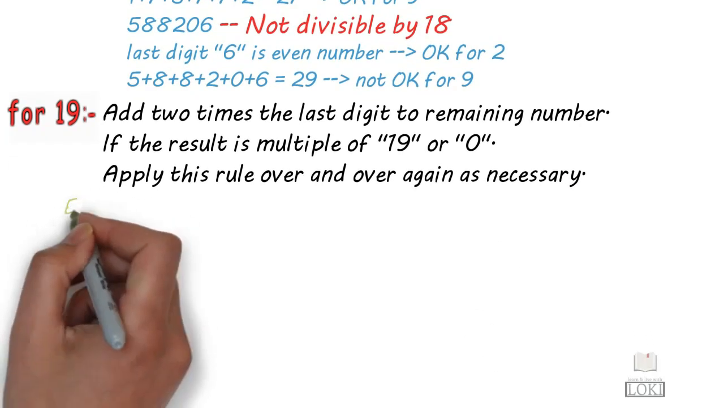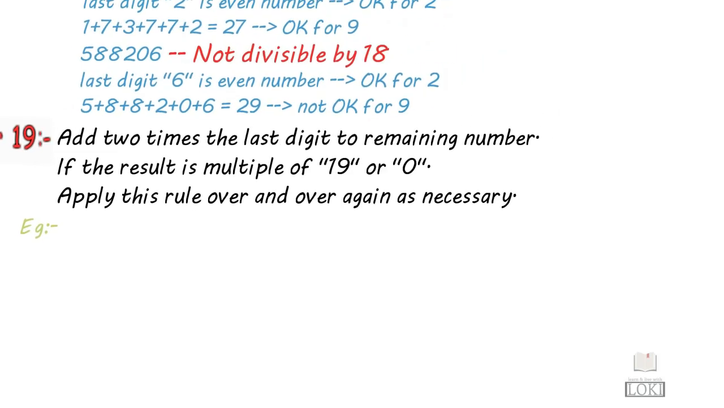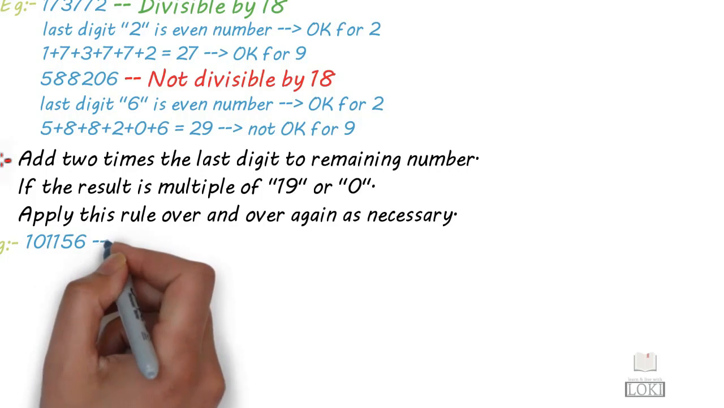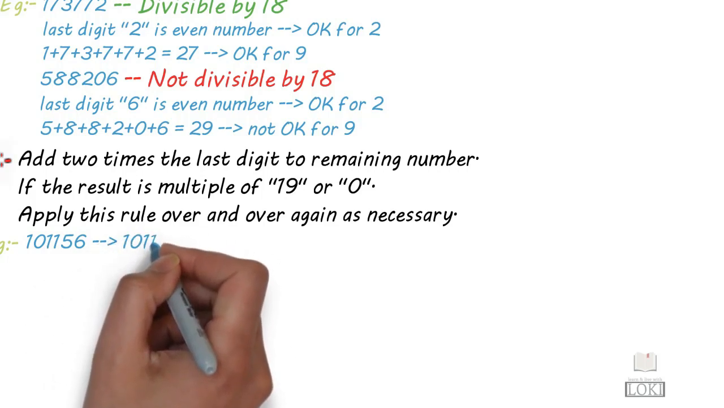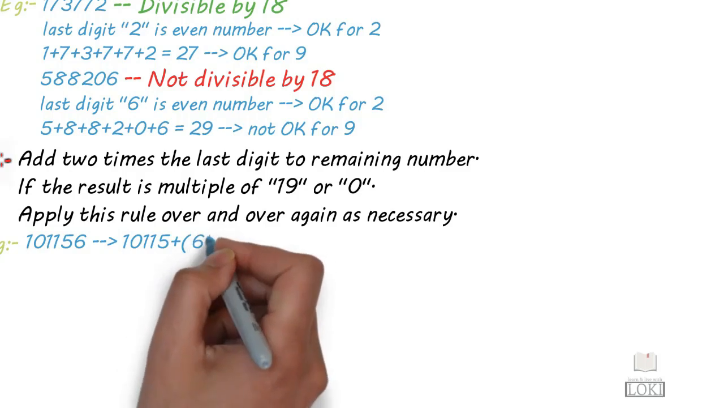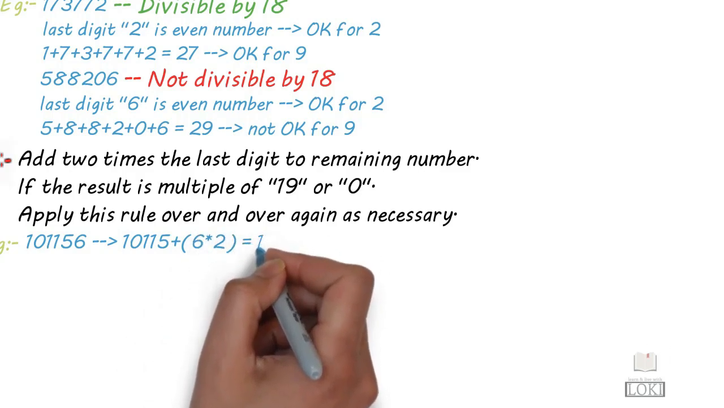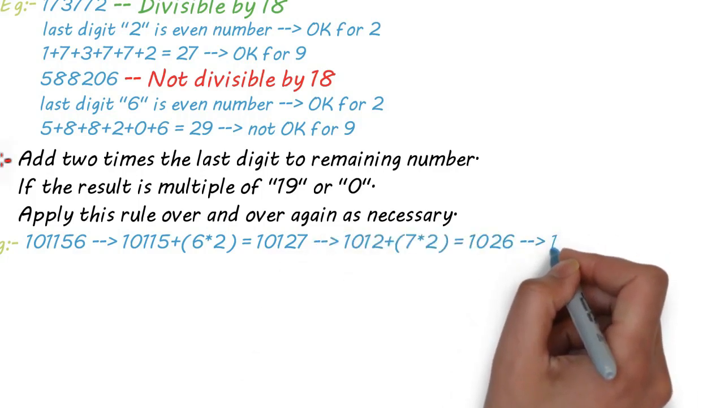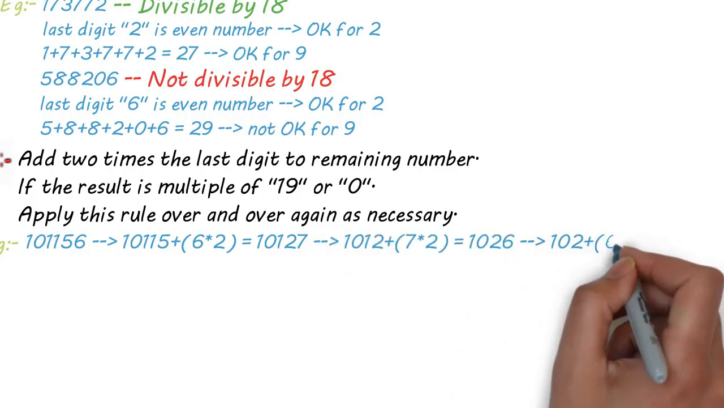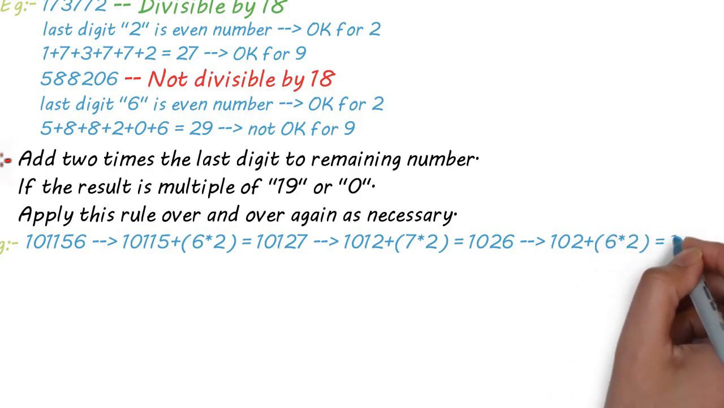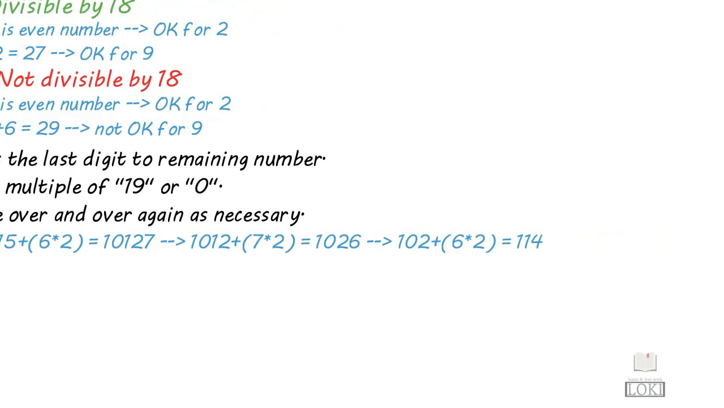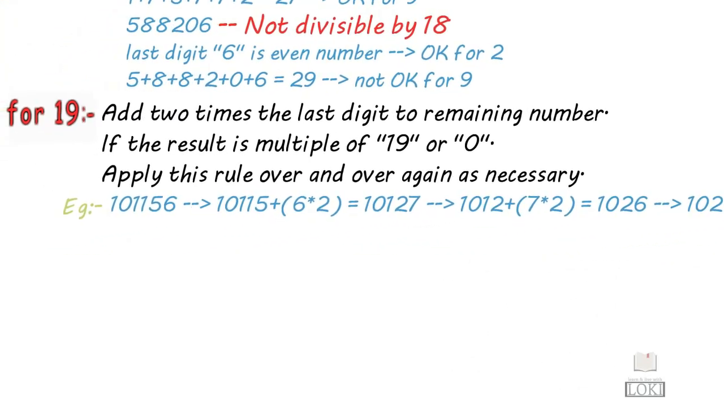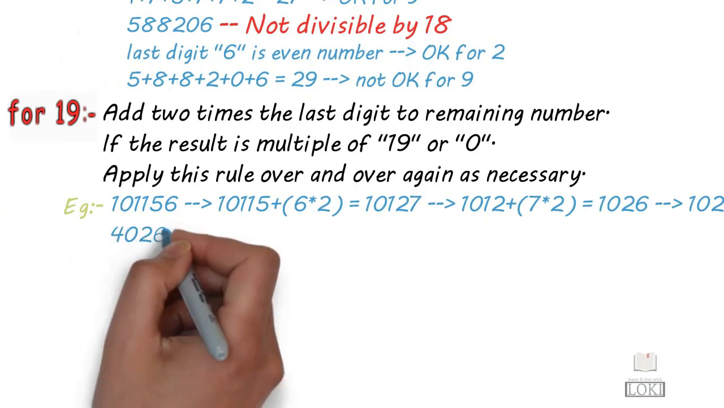With an example we can understand this better. So in this first example we have 101156. The last digit is 6 and 6 times 2 is 12. We need to add the 12 to the remaining number 10115. We get 10127, and we need to repeat this process again and again. And at last we get the number 114. So 114 is divisible by 19. So we can conclude that this number is divisible by 19.